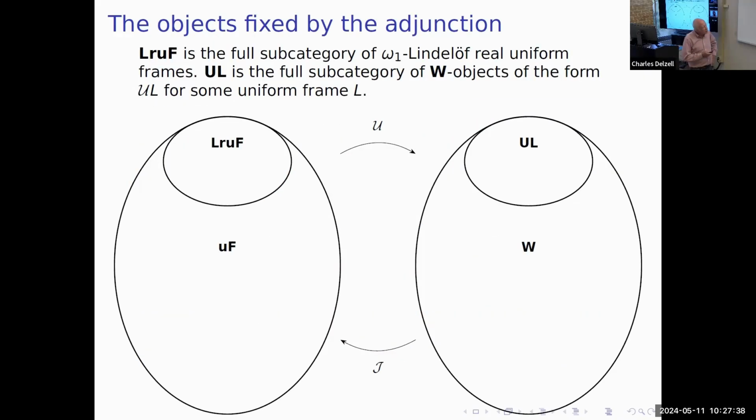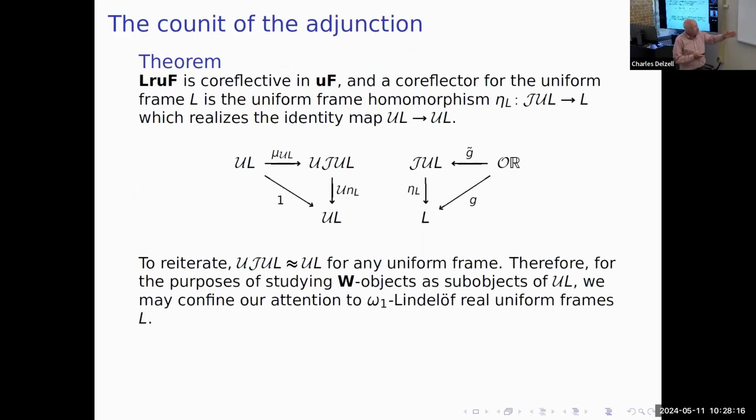So then the question is, okay, what are the fixed objects? And I'll start this time on the left. The fixed objects on the left are the Lindelof frames which are real, right? Lindelof because when you apply our J functor, you are extracting the Madden frame, and real because you are extracting the uniformity generated by G, right? So that turns out to be a coreflection in uniform frames. The interest then focuses on the right side of the picture. What are those objects of the form U of L?